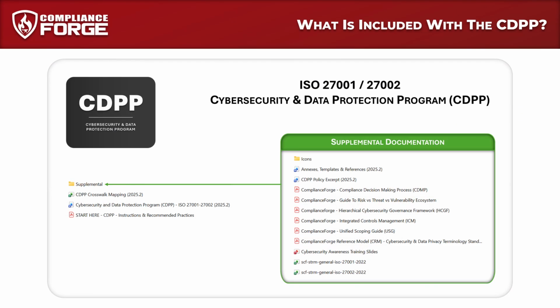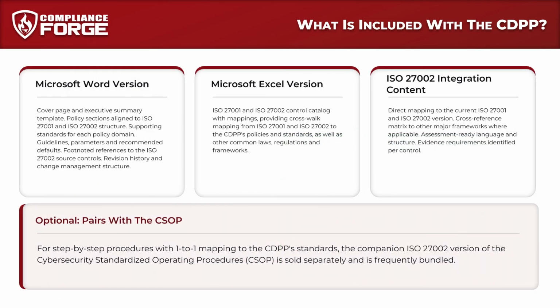Here is a look at the content of the ISO 27002 version of the CDPP, the editable Microsoft Word and Microsoft Excel documentation that is delivered to you. Purchase includes a single entity license, the first year of product updates, and 4 content components. The Microsoft Word version, a cover page and executive summary template, policy sections aligned to the ISO 27001 and 27002 structure, supporting standards for each policy domain, guidelines, parameters and recommended defaults, and footnoted references to the source controls.